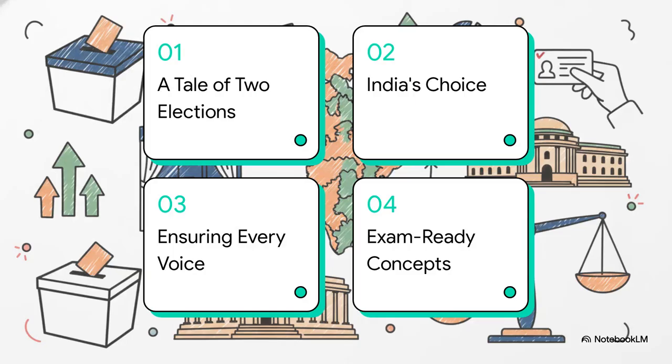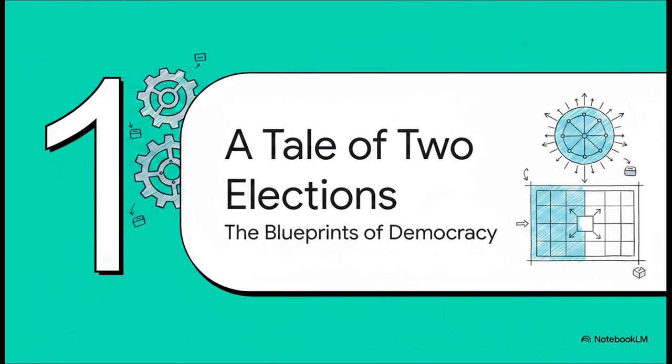So here's our game plan for today. First, we'll look at the two big ways elections can be run. Then, we'll dig into why India chose the path it did. After that, we'll explore India's really unique solution for making sure everyone gets a fair shake. And finally, we'll wrap it all up with a super fast revision of the key ideas you absolutely need to know for your exams. All right, let's jump into our first section.